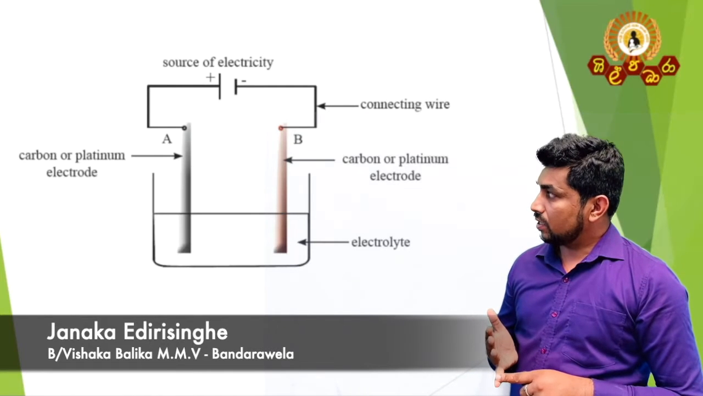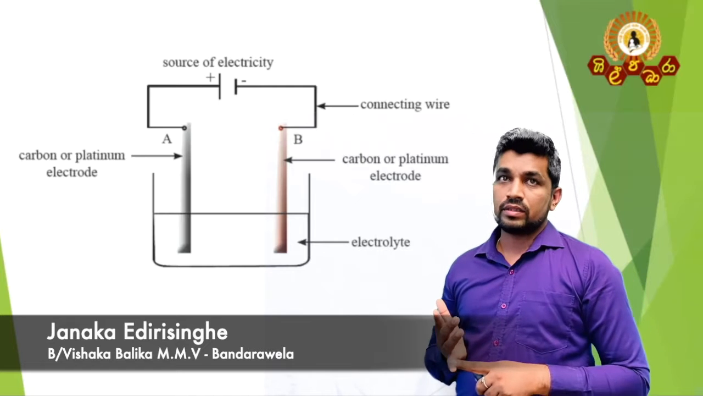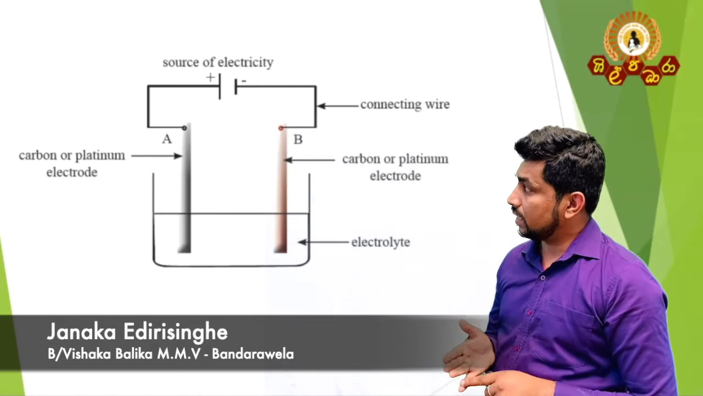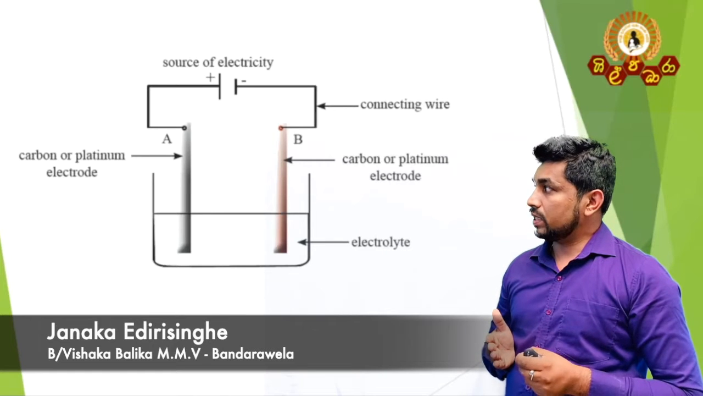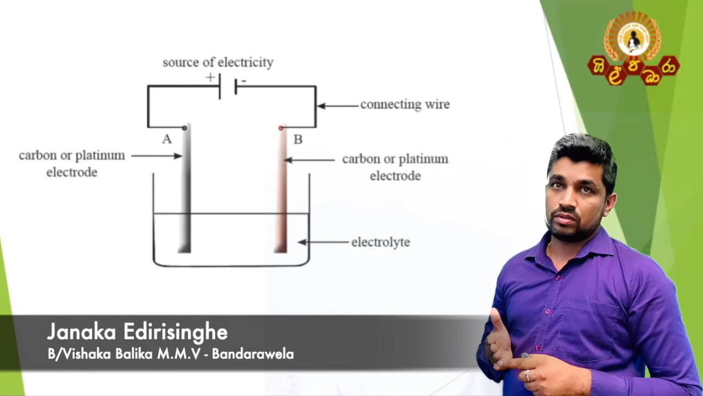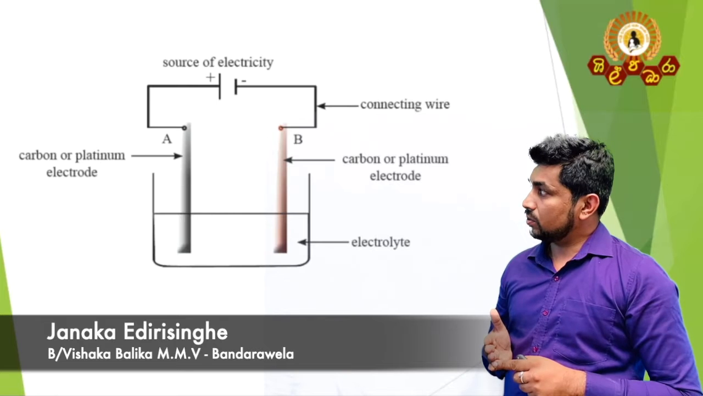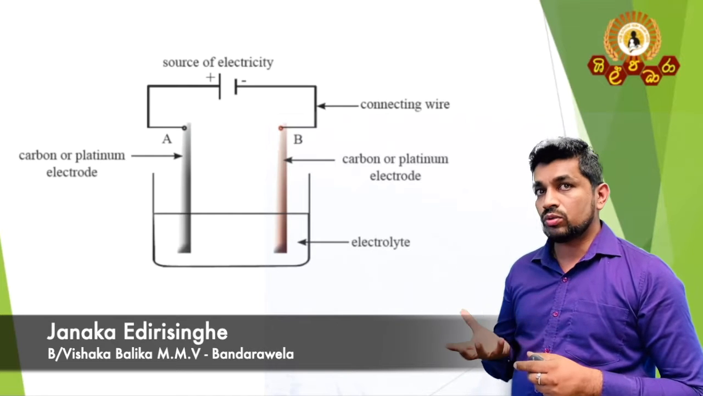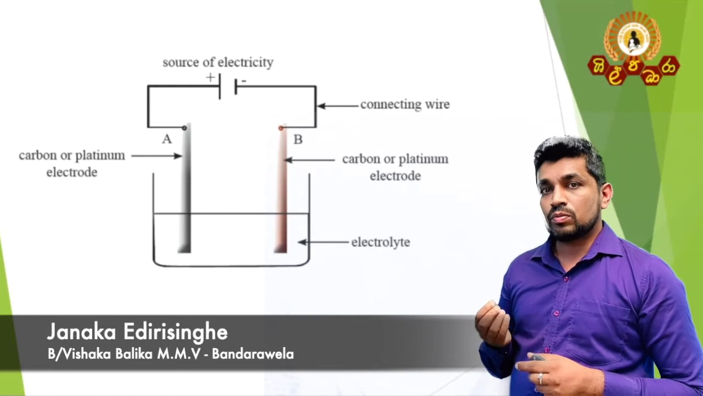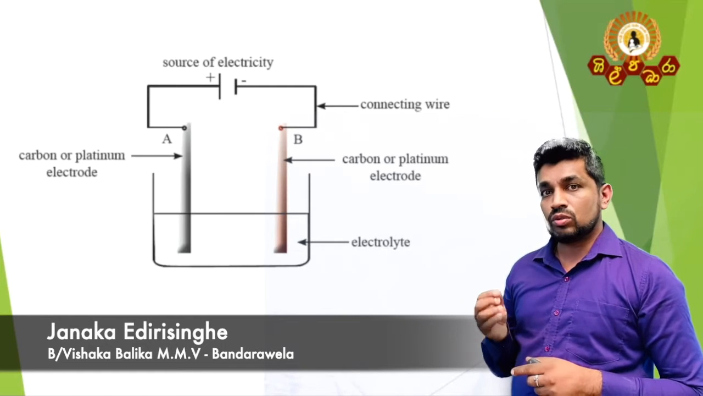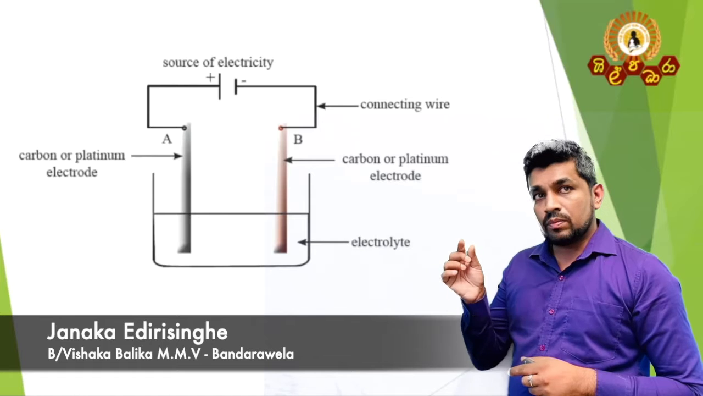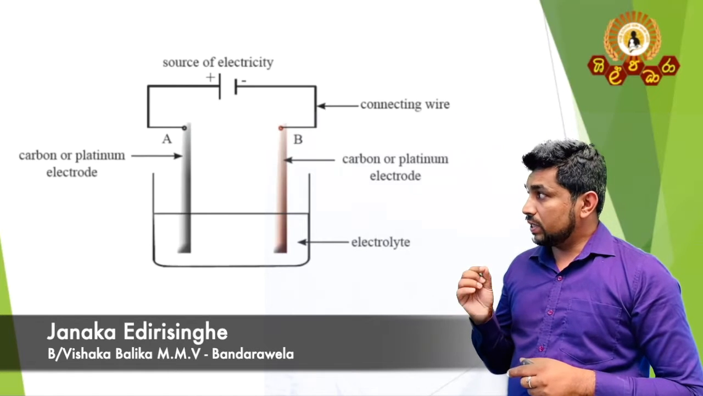Then there are two conductive materials, mentioned as A and B there. There we normally use carbon or platinum rods. Why are they used? Because for that solution we have to provide electricity, and to provide electricity they should be conductors.